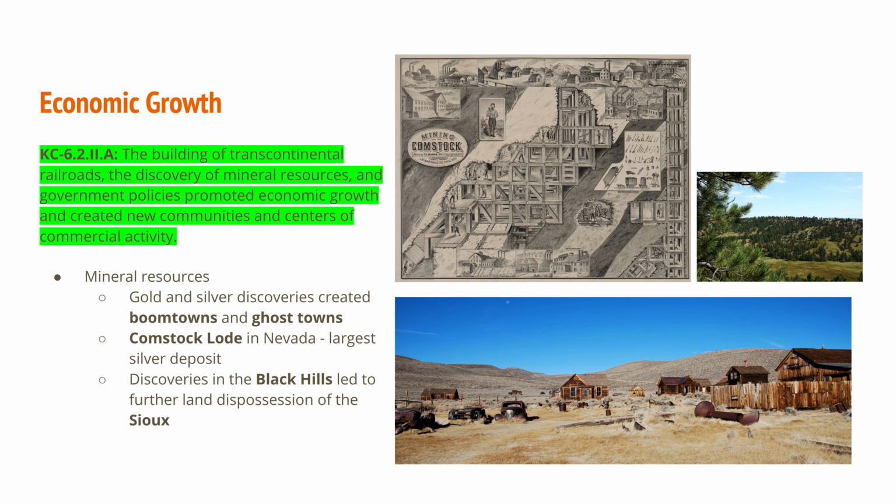All right, so the building of transcontinental railroads, the discovery of mineral resources, and government policies promoted economic growth and created new communities and centers of commercial activities. We're going to focus solely here on mineral resources. So we've already talked about the gold rush in California in 1848 and 1849, and similar discoveries of mineral resources continue through the rest of the 19th century, and every time that there is a new discovery, it leads to the creation of a boom town.